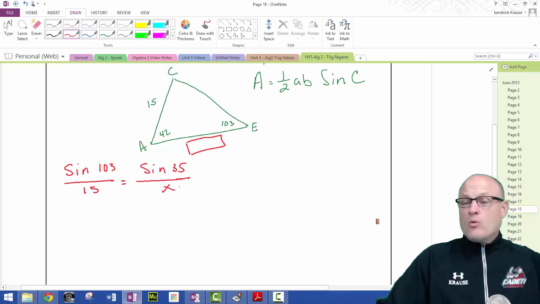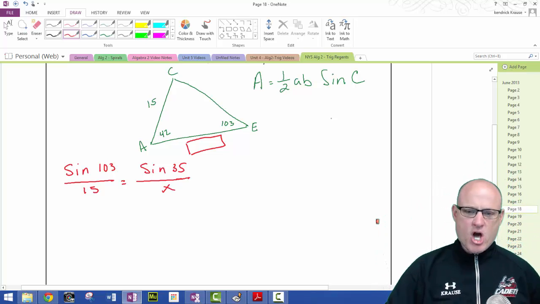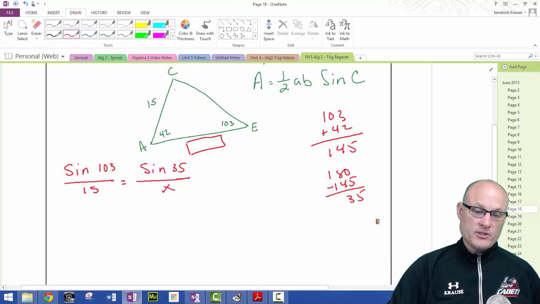over x. Whoa, where did 35 come from? I don't even know. 103 plus 42 is 145. 180 minus 145 is 35. So this angle up here must be 35. Okay.